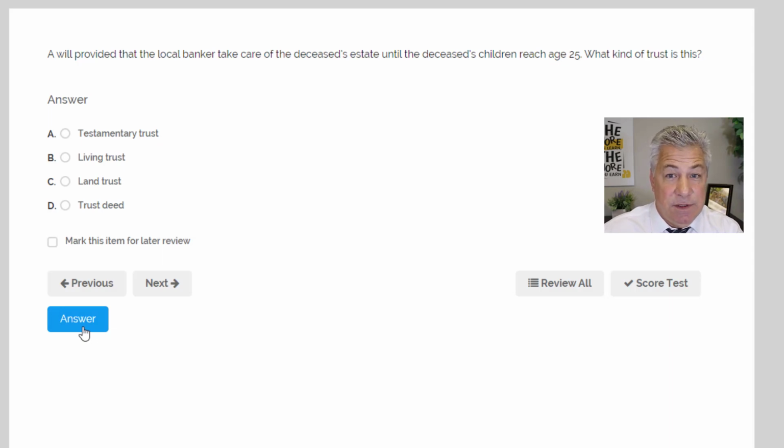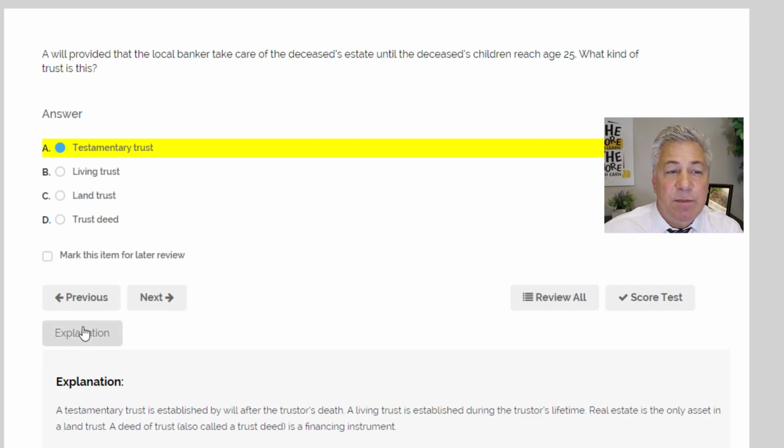And your answer is testamentary trust. A testamentary trust is established by will after the trustor's death. A living trust is established during the trustor's lifetime. So you need to know these two terms, living and testamentary trust. Living, during the lifetime. Testamentary trust, by will. And that's our question. A will provided that the local banker take care of the deceased's estate. Testamentary trust.